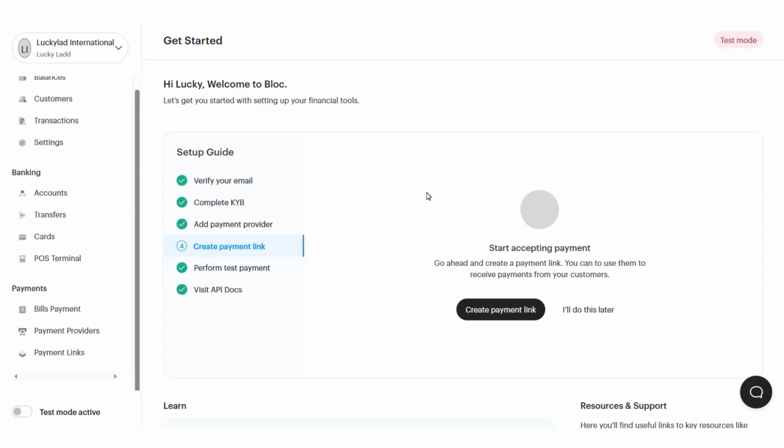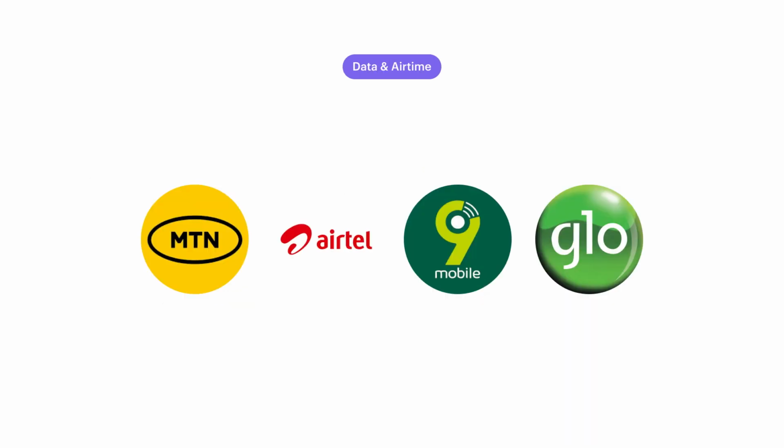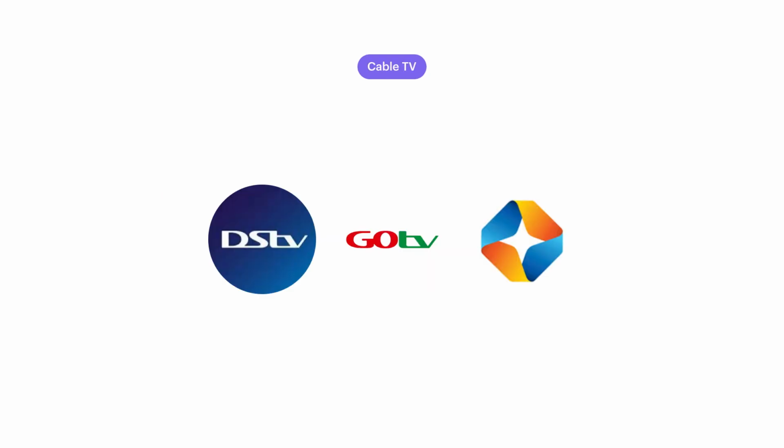Bloc Bills Payments is an easy-to-use product that helps software developers embed online bill payments natively into their products. With our bills payment product, you can power electricity payment for 9 out of 11 electricity discos in Nigeria, airtime and data recharge for MTN, 9Mobile, Airtel and Glo, and cable TV subscriptions for StarTimes, DSTV and GoTV.